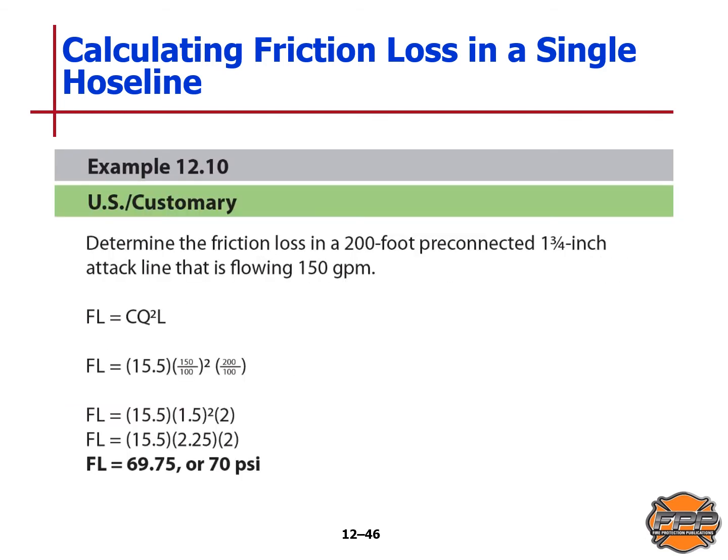Here's one example. Determine the friction loss in a 200-foot preconnected 1 3/4 inch attack line that is flowing 150 gallons per minute. Here's our formula: friction loss equals CQ squared times L. So we plug in the numbers. FL equals 15.5, that's our coefficient, times 150 divided by 100 squared, times 200 divided by 100. That gives 15.5 times 1.5 squared times 2, which is 15.5 times 2.25 times 2, and that gives you a friction loss of 69.75, which you round up to 70 psi.